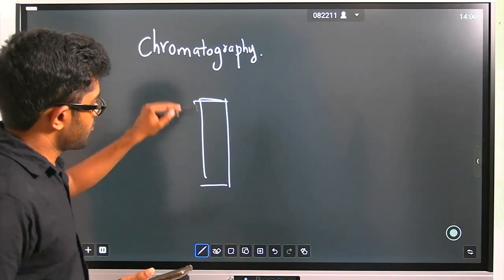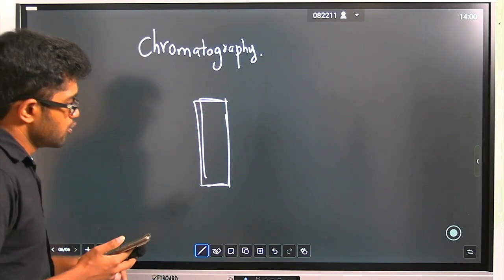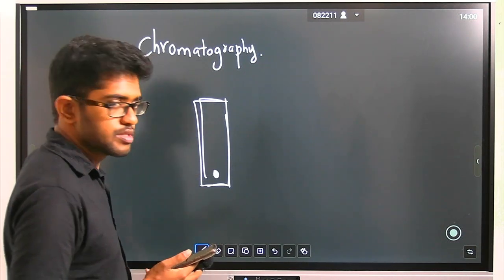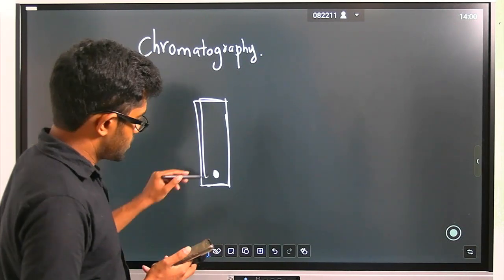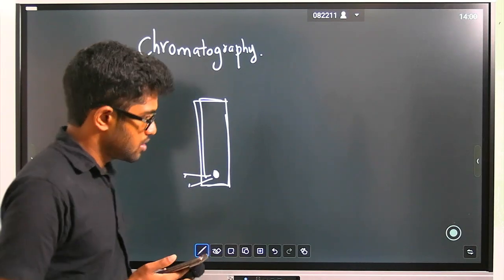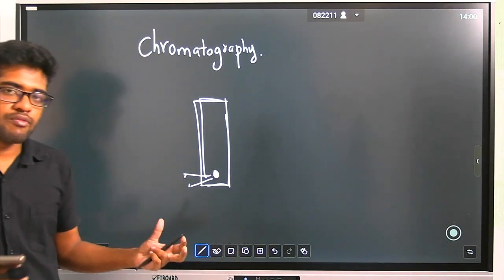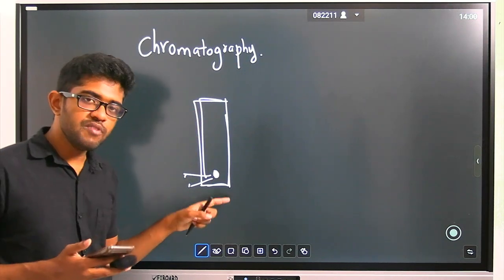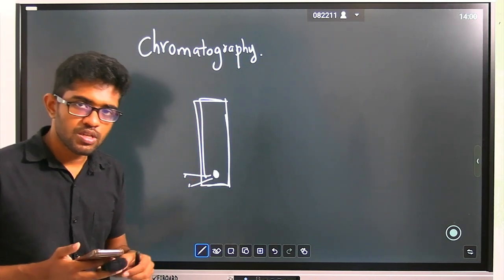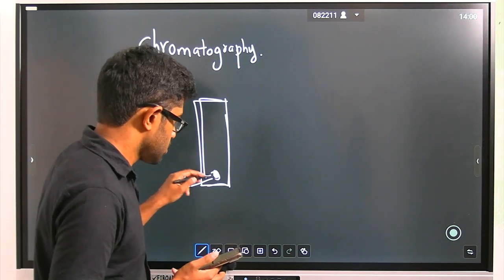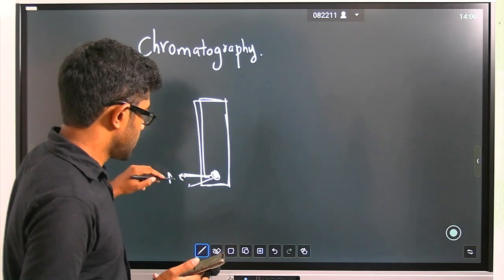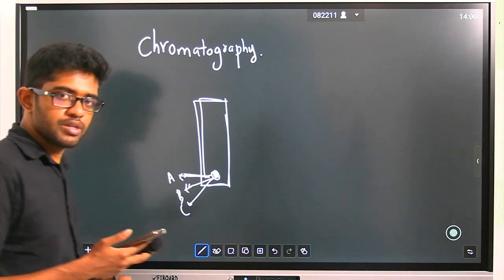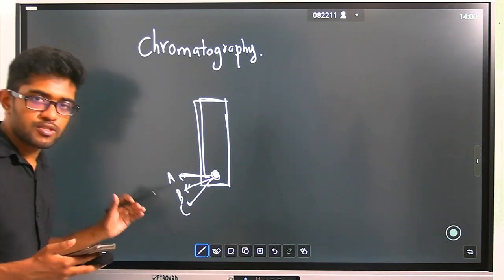If you use a strip of paper and place a dot of any substance or a mixture which contains various components, the various components will make attractions with the paper which have different magnitudes. So let's say inside this solution you have a component named A, a component named B, and a component named C. This is the concept which they will ask you.